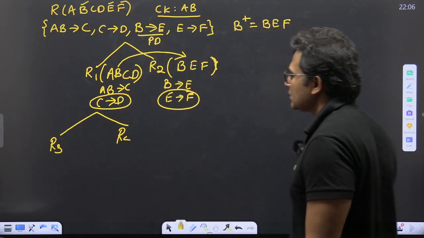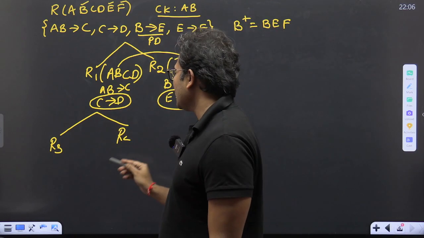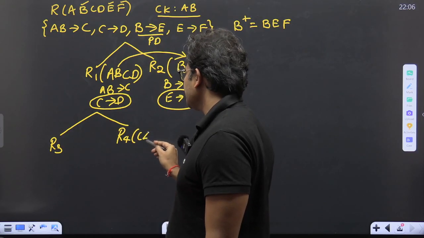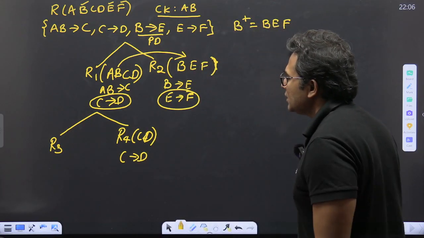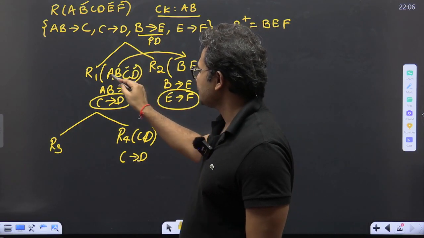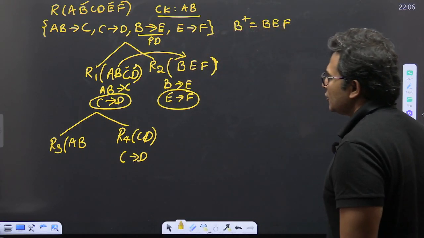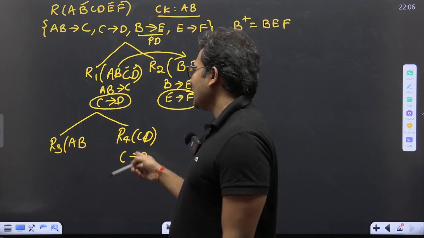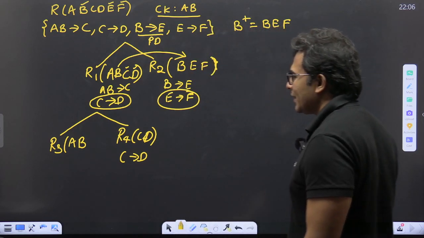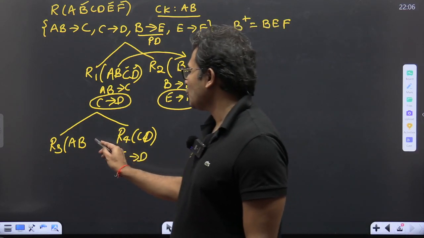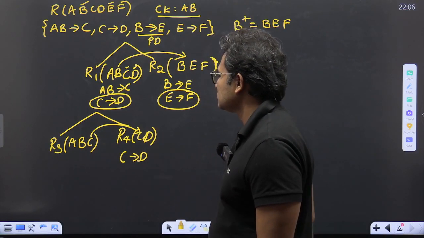So C determines D is the problem, right? So find out C plus. If you find out C plus, you get CD, right? So I'm going to write CD here and C determines D will come here. Now C and D are gone. What are the remaining attributes? A and B are the remaining attributes. C and D are gone, but then you have to maintain a common attribute, right? So here C is the candidate key for R4. The common attribute should be the candidate key for one of the tables. Therefore, I am going to write C here. Now this C will refer to this C, right?